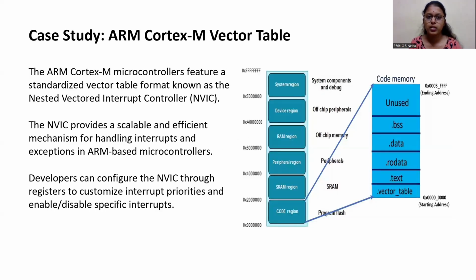Next, case study: ARM Cortex M vector table. The ARM Cortex M microcontroller features a standardized vector table format known as the Nested Vectored Interrupt Controller (NVIC). The NVIC provides a scalable and efficient mechanism for handling interrupts and exceptions in ARM-based microcontrollers. Developers can configure the NVIC through registers to customize, prioritize, and enable or disable specific interrupts.